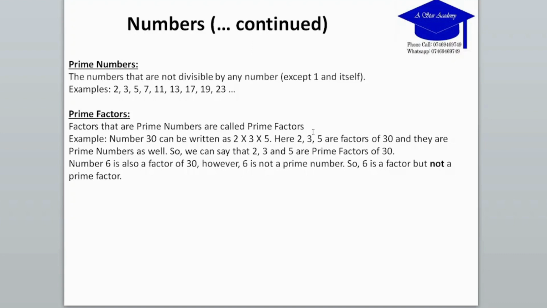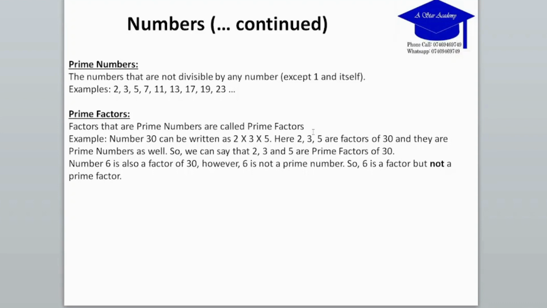Now, what are prime factors? Any number can be divided into smaller forms, and if these smaller numbers are prime numbers, then these factors are called prime factors. For example, number 30 can be written as 2 into 3 into 5. Now here 2, 3 and 5 are factors of 30 and they are prime numbers as well, because neither 2 nor 3 nor 5 can be divided further.